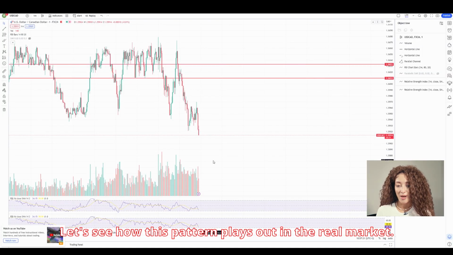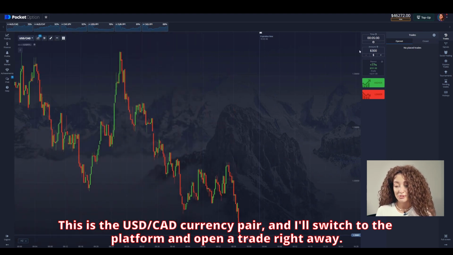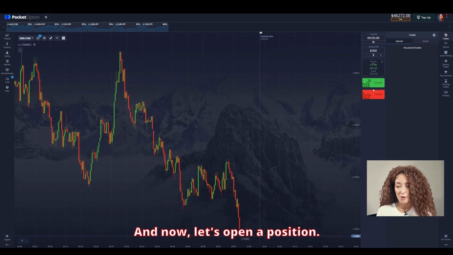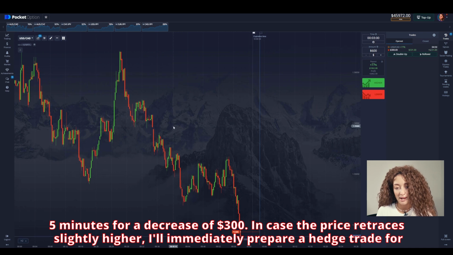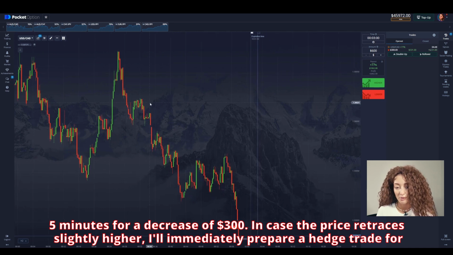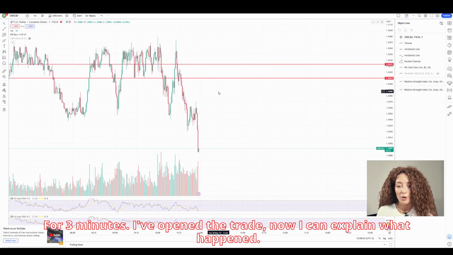So let's see how this pattern plays out in the real market. This is the USD and CAD currency pair, and I'll switch to the platform and open the trade right away. And now let's open a position. 5 minutes for decrease, $300. In case the price retraces slightly higher, I will immediately prepare a hedge trade for $600, for 3 minutes. I'll open the trade.